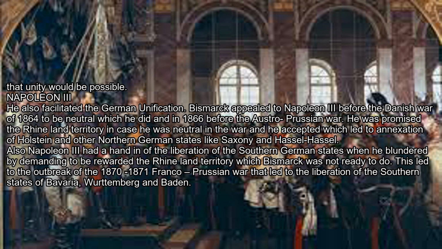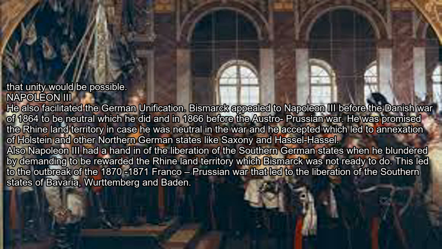Napoleon III. He also facilitated the German unification. Bismarck appealed to Napoleon III before the Danish War of 1864 to be neutral, which he did, and in 1866 before the Austro-Prussian War. He was promised the Rhineland territory in case he was neutral in the war, and he accepted, which led to annexation of Holstein and other northern German states like Saxony and Hesse-Kassel.